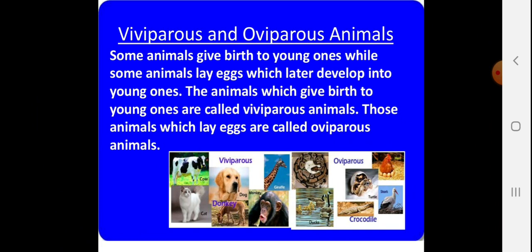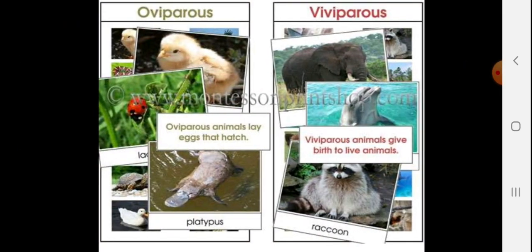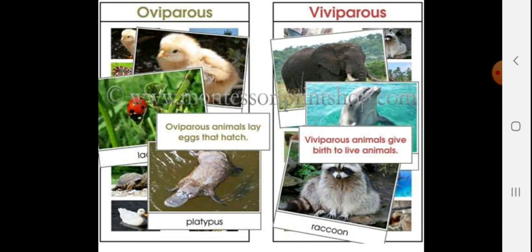As you can see in this figure, some animals give birth to young ones, while some animals lay eggs, which later develop into young ones. The animals which give birth to young ones are called viviparous animals. Those animals which lay eggs are called oviparous animals. Oviparous and viviparous, there are various examples.